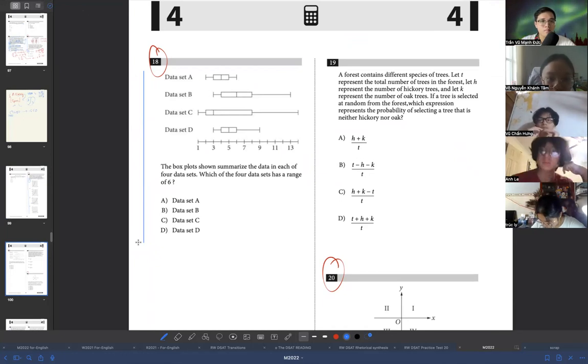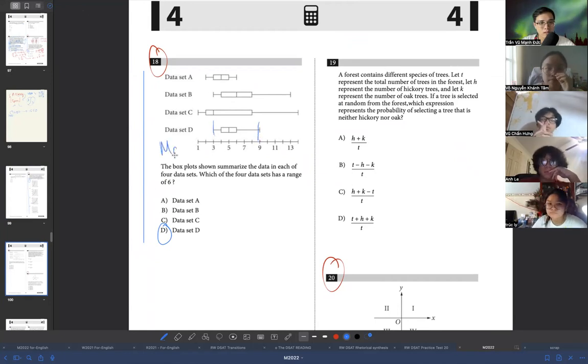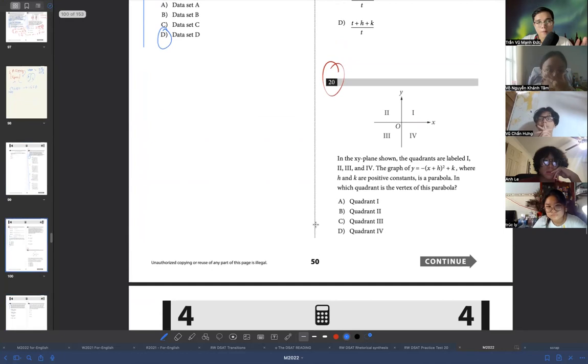I choose D. 18D. Let's see. Which of the four has the range of 6? So this is the range, right? Just subtract 9 by 3, max minus min, and you have 6. Yeah, that's easy. I'm not going to explain that further.